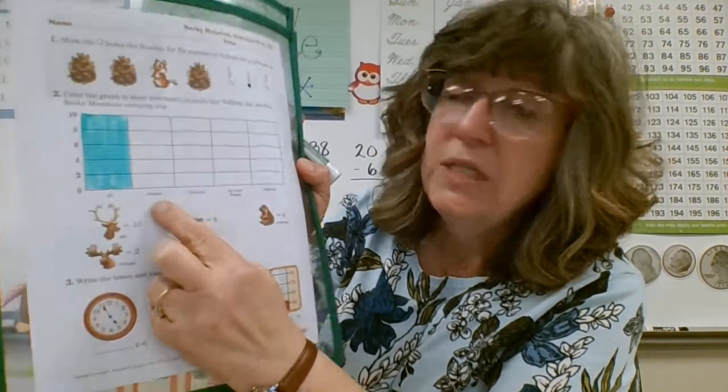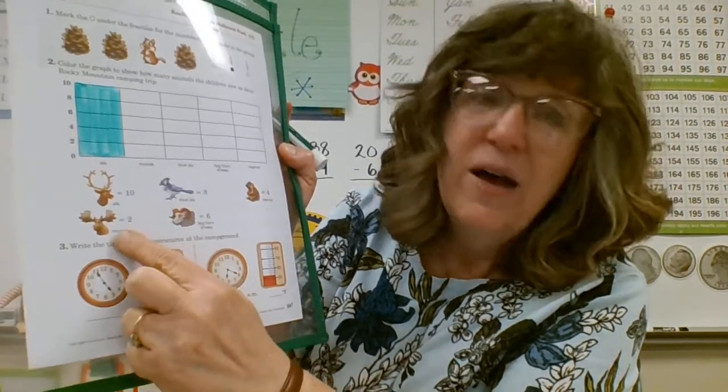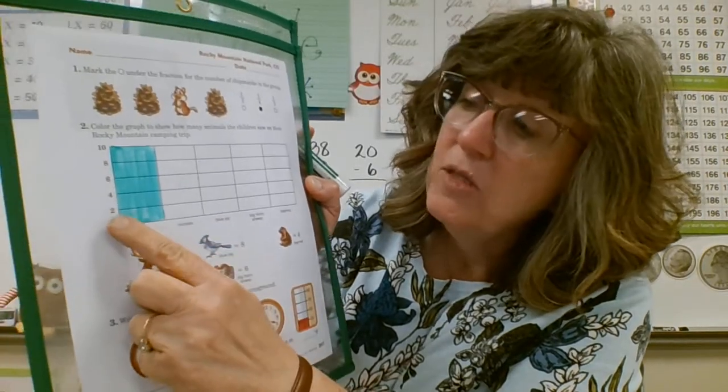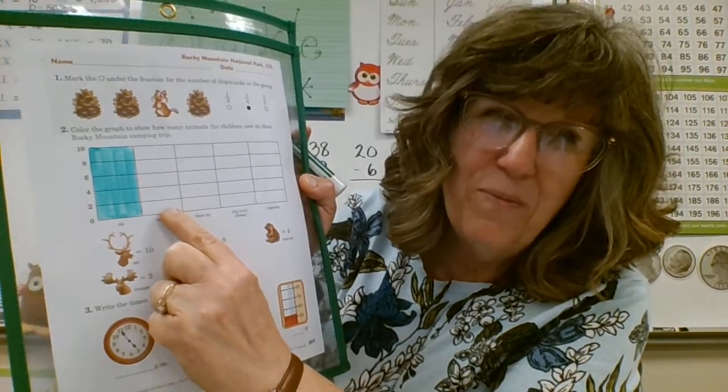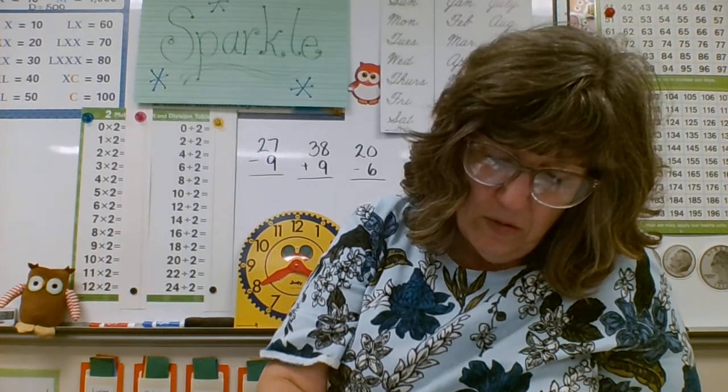Adeline, the next one is moose. How many moose do we have? Look for your moose down here. That's right, we only have 2. So where am I going to color, Adeline? I'm going to stop right here where it says 2, right above moose. Nice job. Okay, so color that in.